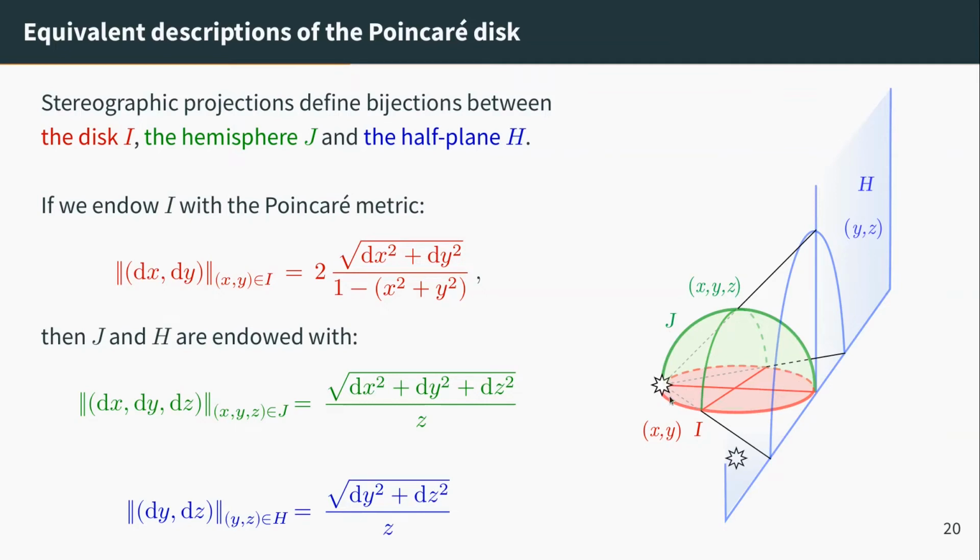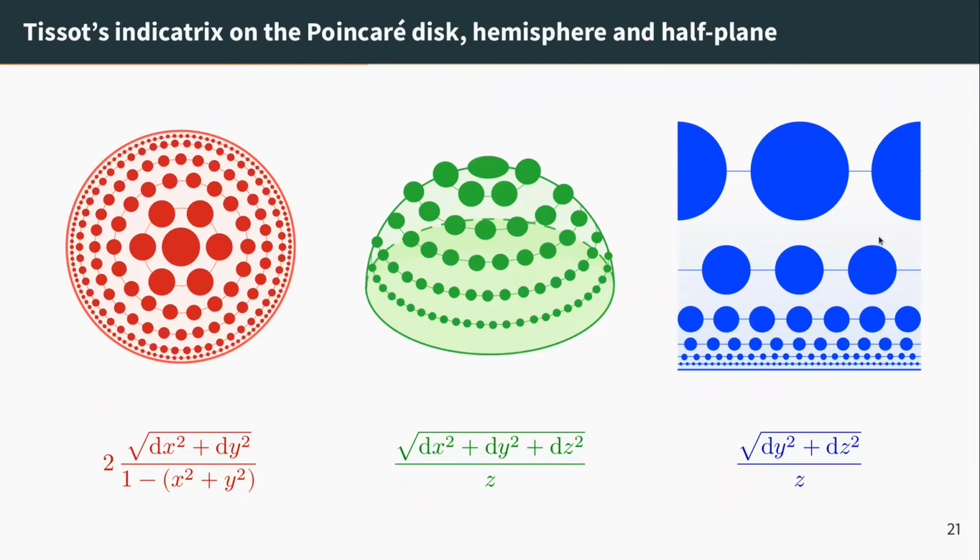you know that the temperature should go to 0 at the boundary. And the boundary of the disk is exactly the points such that x squared plus y squared goes to 1. The boundary of the hemisphere is exactly the points such that z goes to 0. And same story for the half plane. So those are formulas, and I think it's much easier to understand what happens if you display Tissot's indicatrix on the Poincaré disk, on the Poincaré hemisphere, and on the Poincaré half plane. And so whenever you see a formula for a Riemannian metric, or you want to understand distortions, probably you can try to generate such a plot.